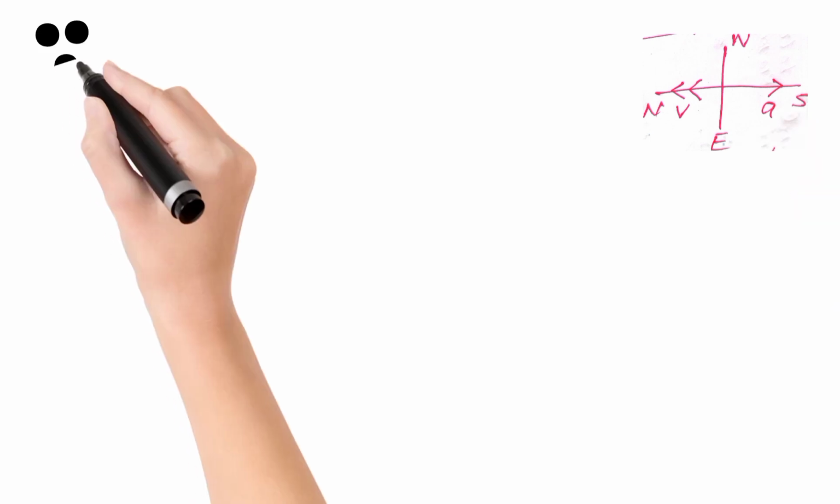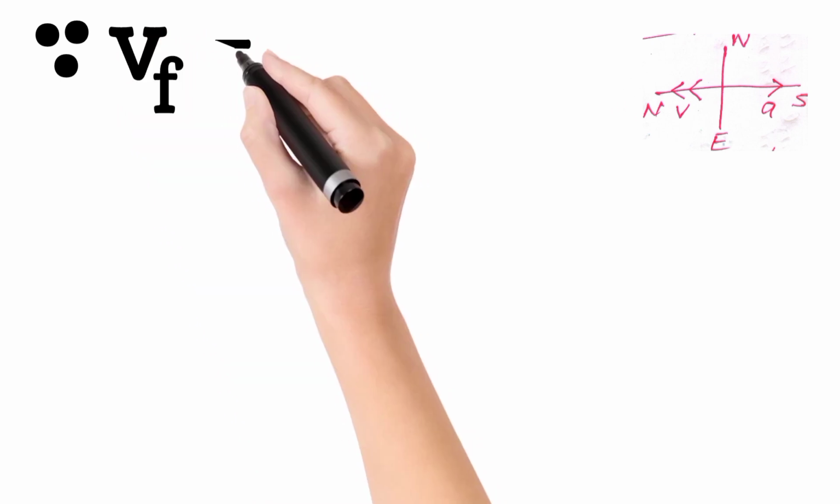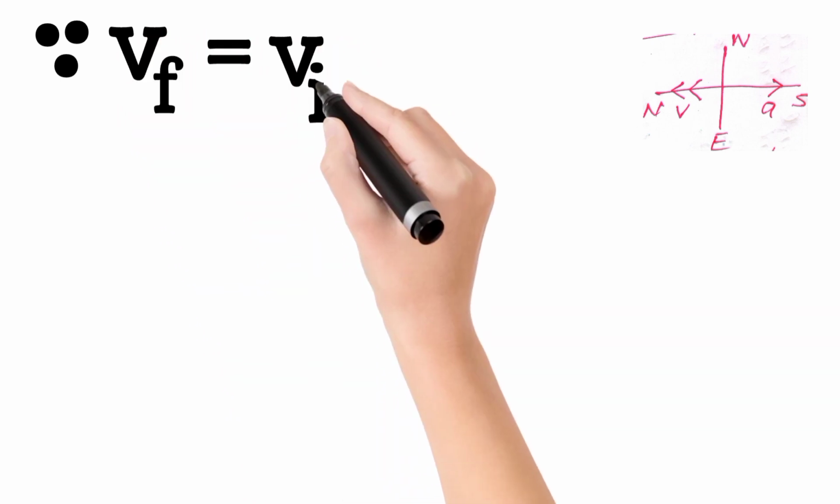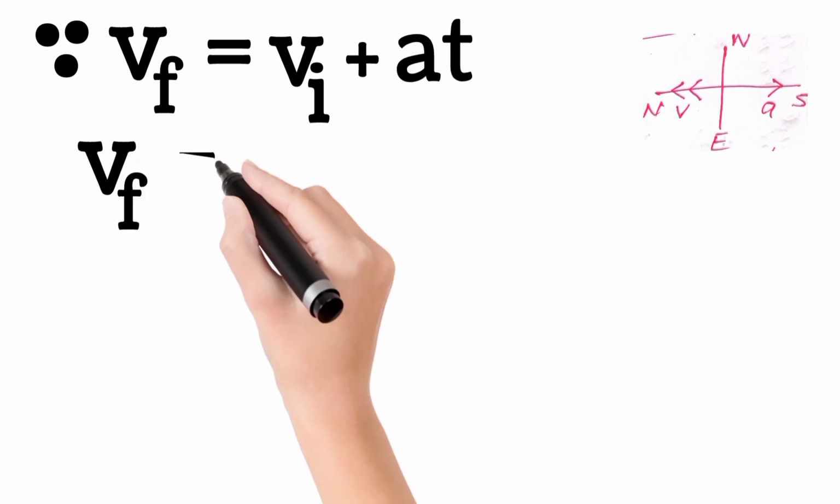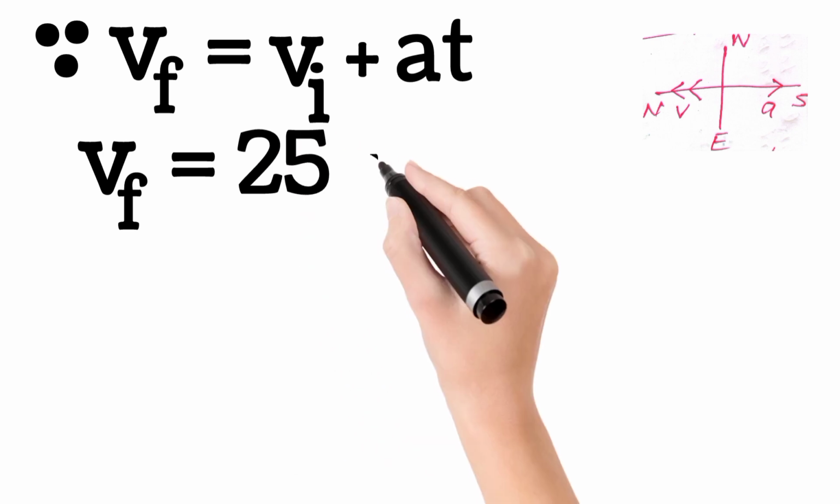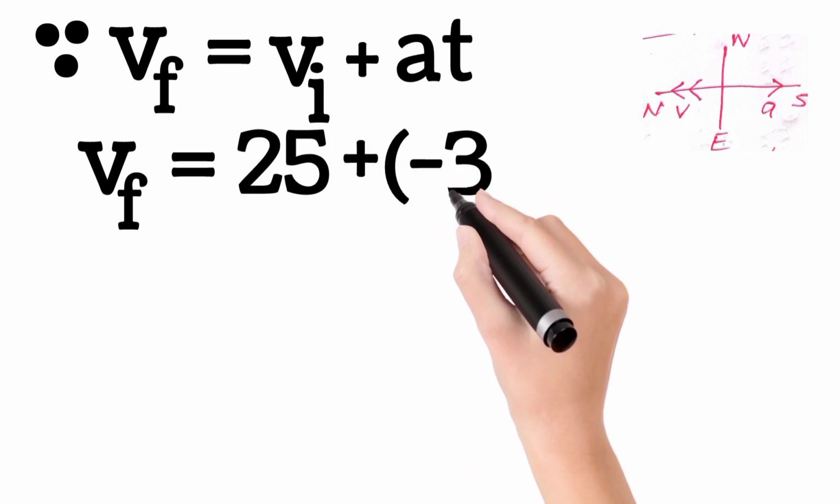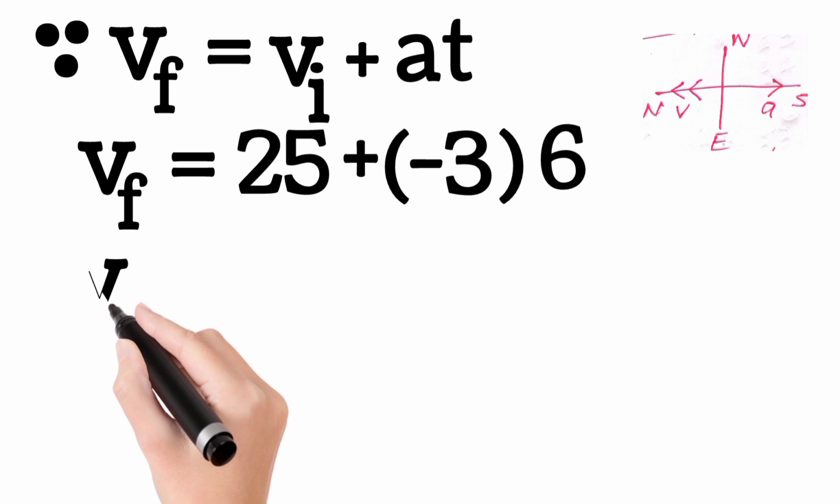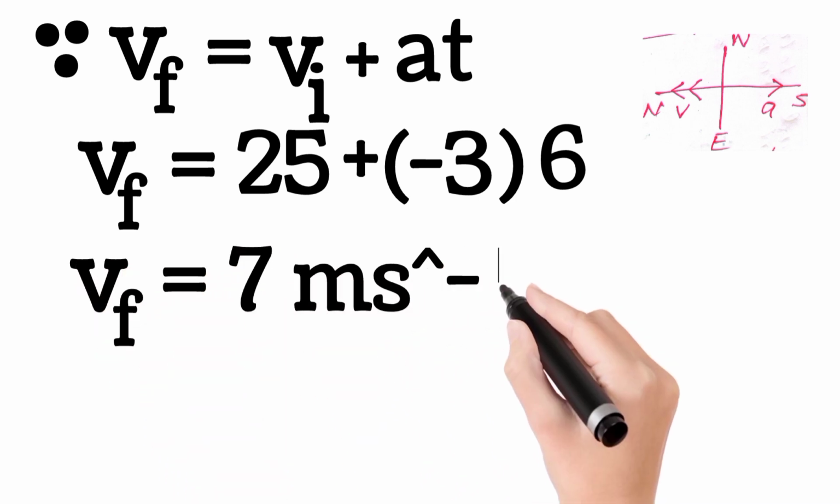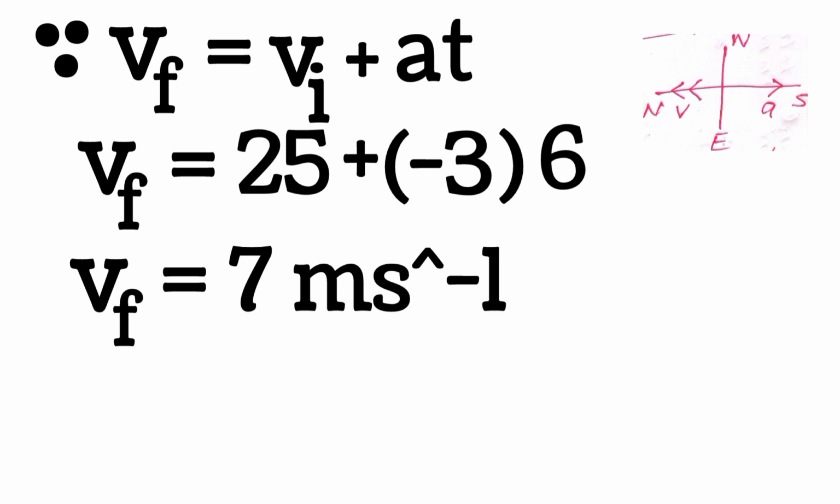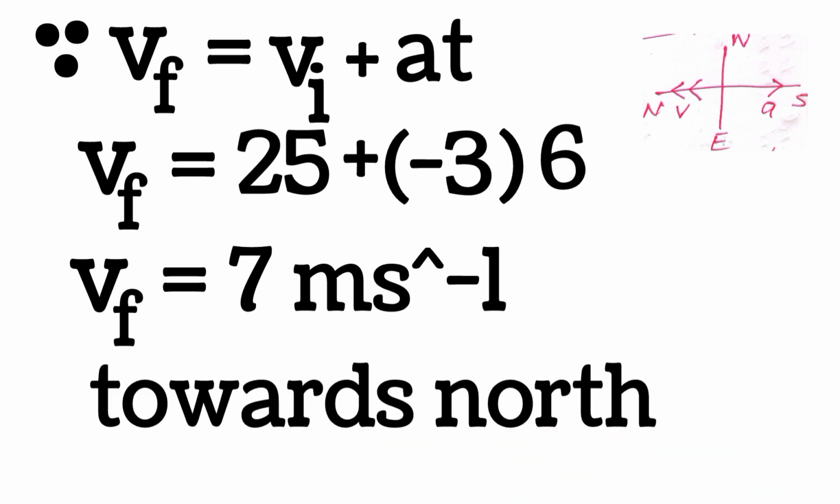How? According to the given condition, the acceleration of the racing car is towards the south and its velocity is towards the north. As we know, Vf is equal to Vi plus at, which is the first equation of motion. Vf is equal to 25 meter per second plus 3 into 6. As the acceleration is a retardation, its value is negative. The answer for Vf is 7 meter per second towards the north, because the acceleration is a retardation.